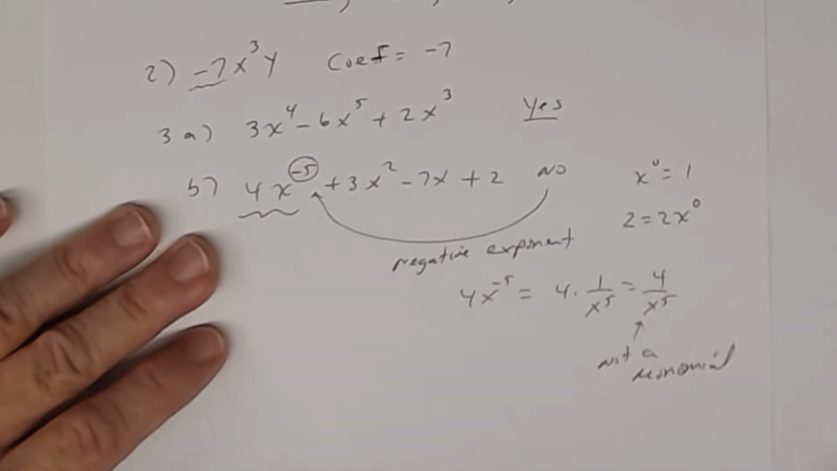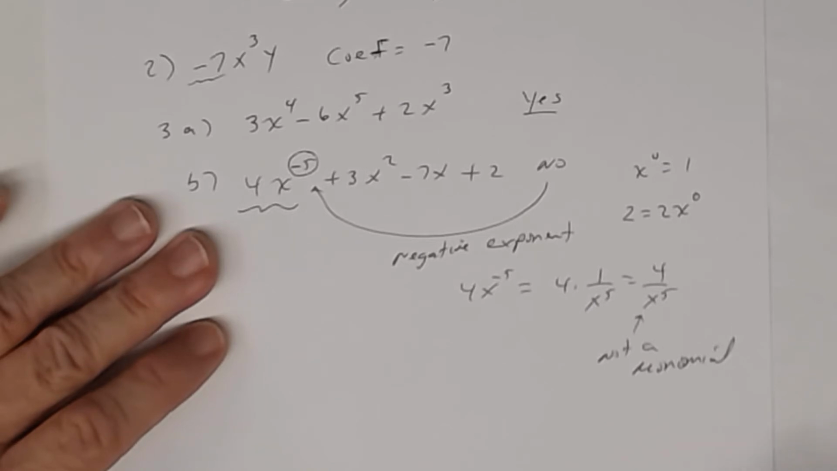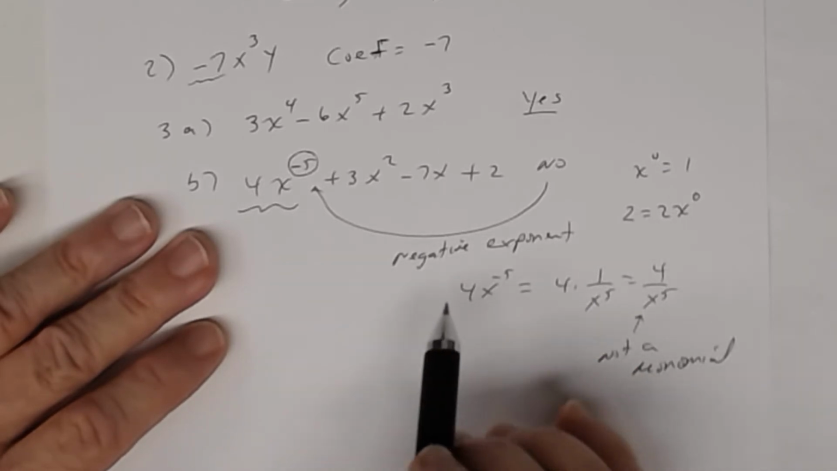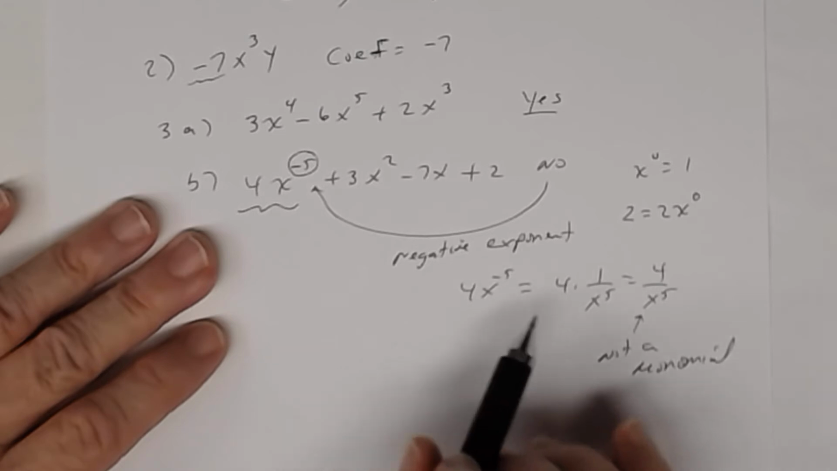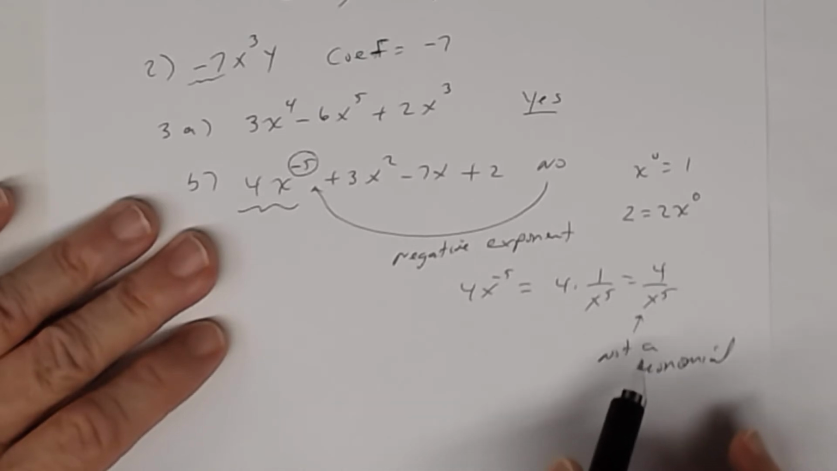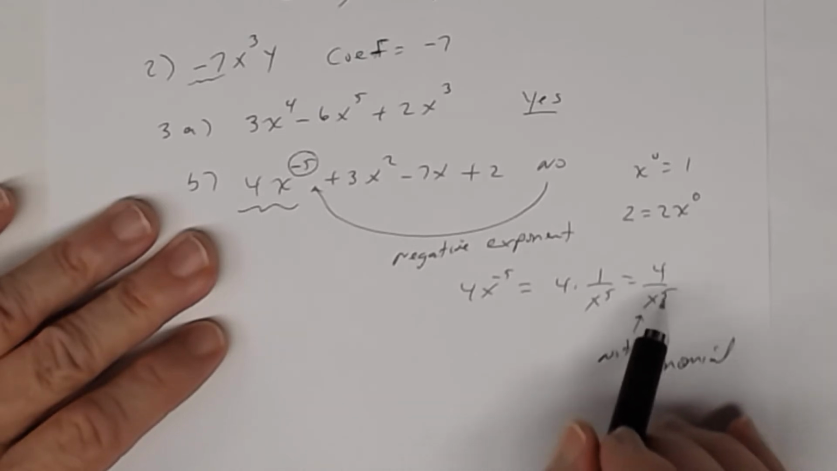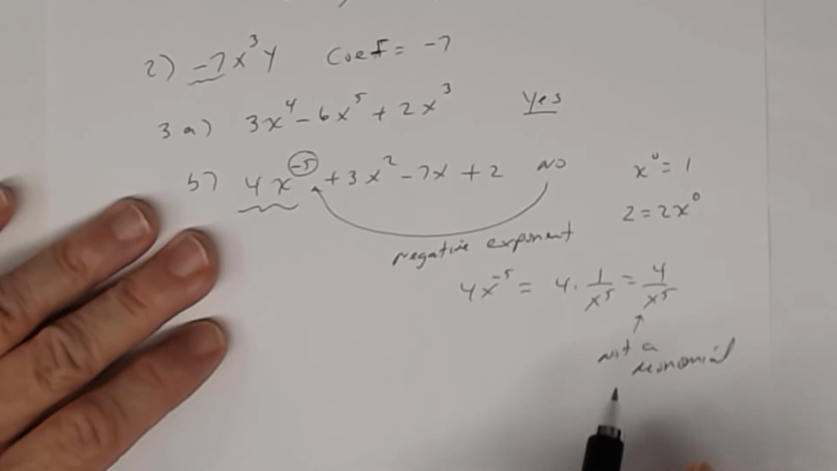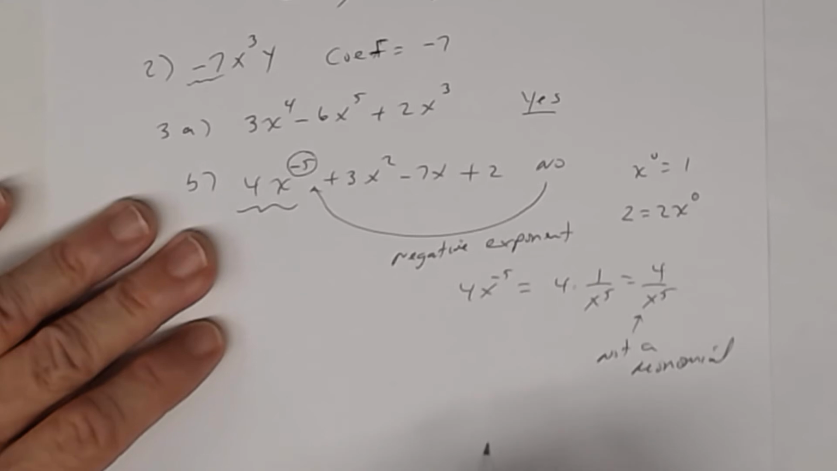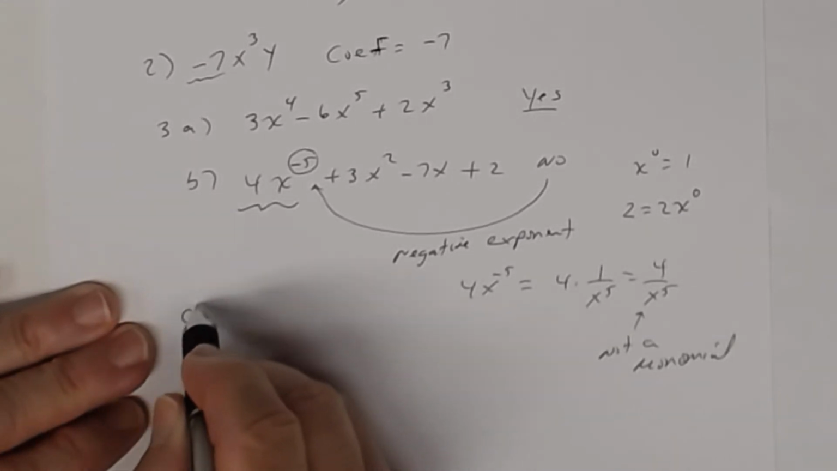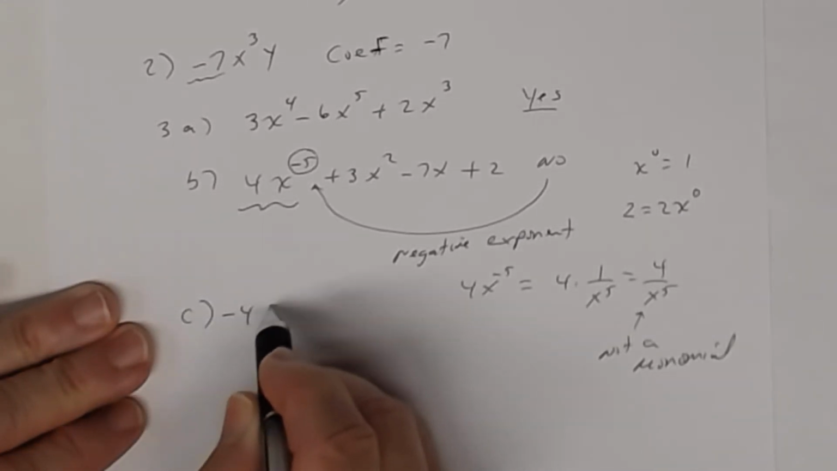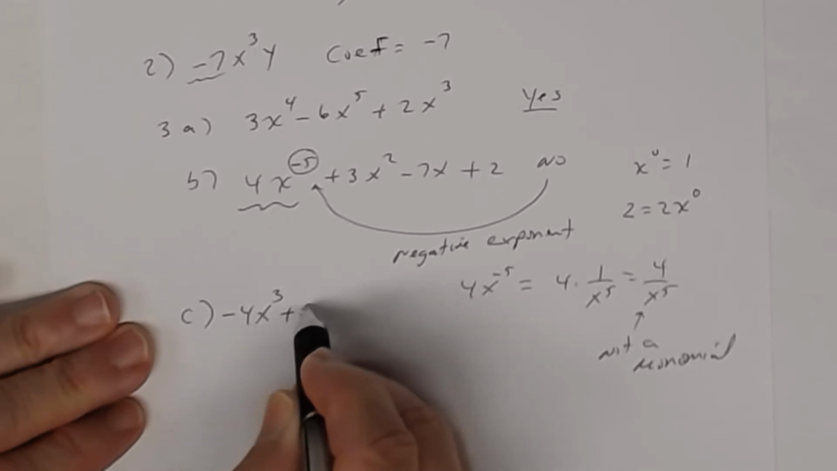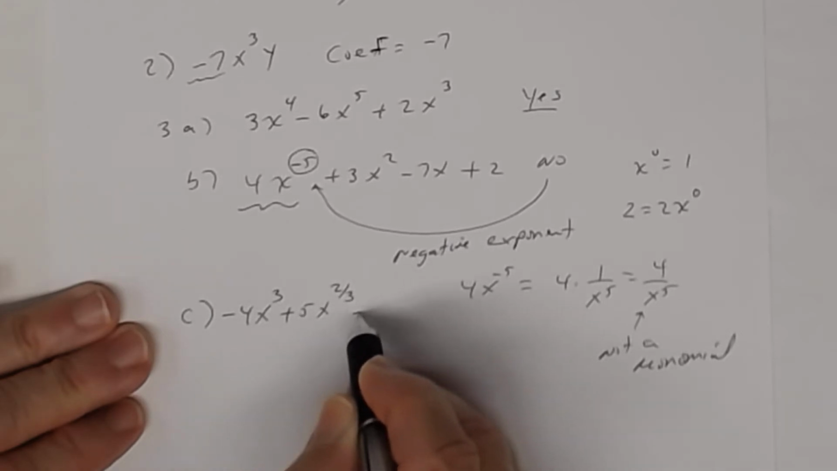All right, you cannot have any variables in the denominator. So that's why changing it to a positive exponent is not going to matter anyway, because the variable is in the denominator, and you cannot have a variable denominator. That's not a monomial.